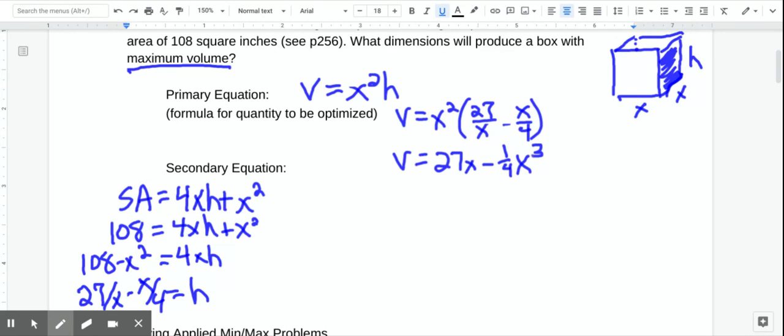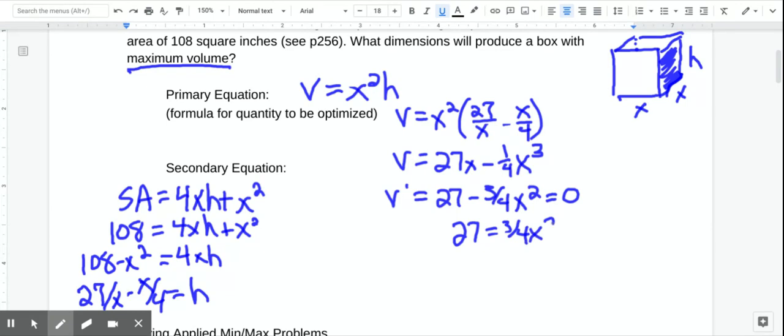Now what we'll do is take the derivative of this, which is 27 minus 3/4 x squared. We're looking for relative minimums and maximums, which happen when the derivative is 0. So we set that equal to 0 and solve. We get 27 equals 3/4 x squared. I'm going to multiply both sides by 4/3, and that gives me 36 equals x squared. I'm going to take the square root of that. Technically, it's plus or minus 6, but since x is a dimension of this box, I'm just going to take the positive one, so 6.